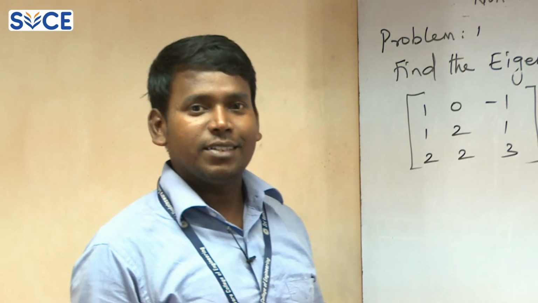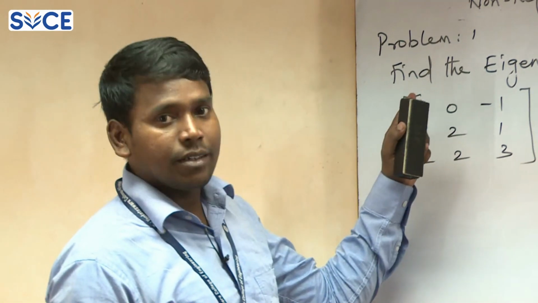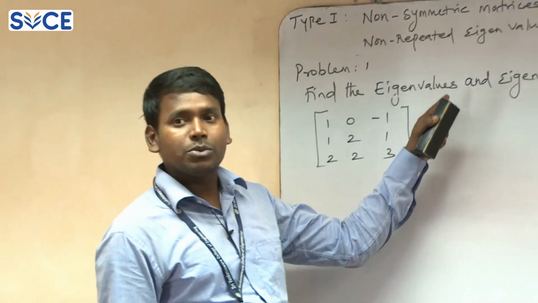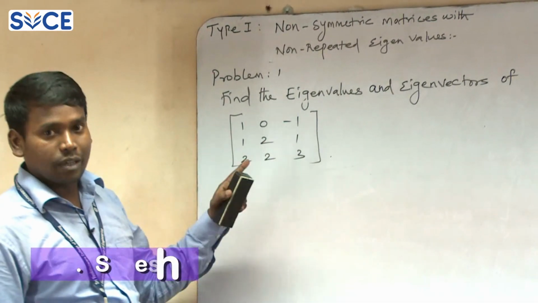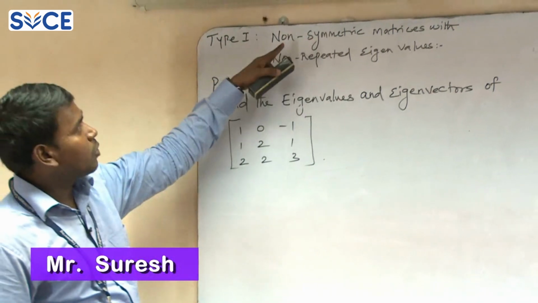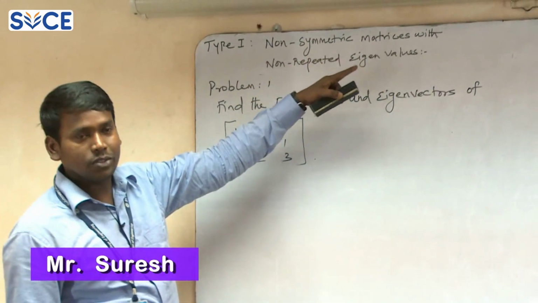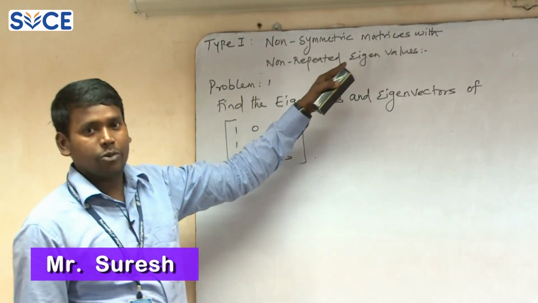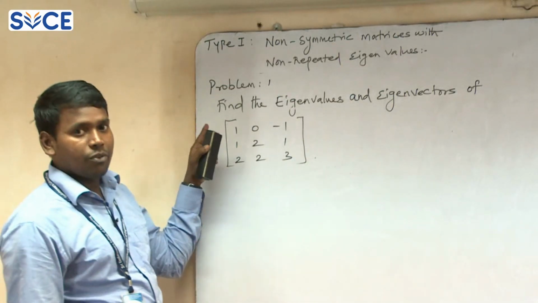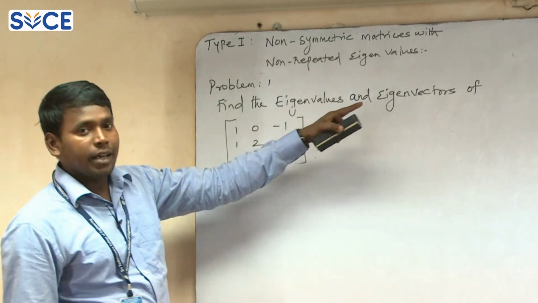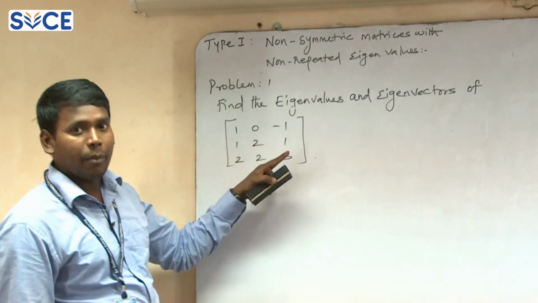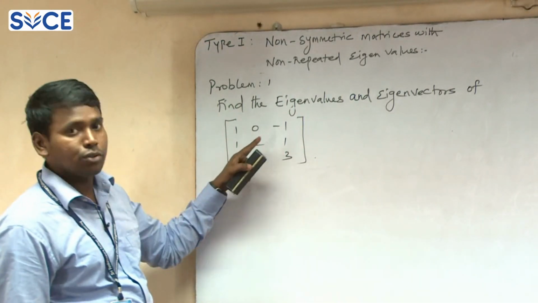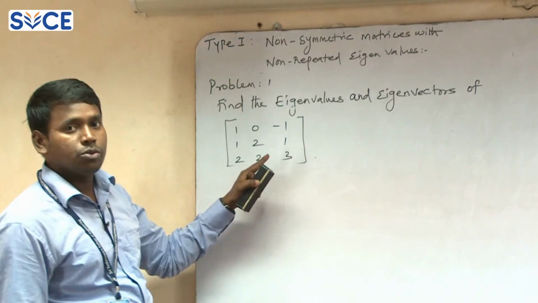Hello to everyone. In this session, we are going to find how to find the eigenvalues and eigenvectors of the matrix. In this topic, there are 4 types. Type 1, non-symmetric matrices with non-repeated eigenvalue. First problem, find the eigenvalues and eigenvectors of the 3 by 3 matrix 1, 0, minus 1, 1, 2, 1, 2, 2, 3.